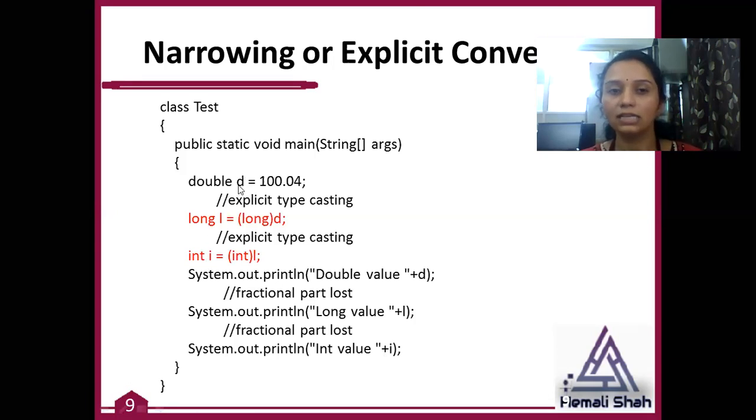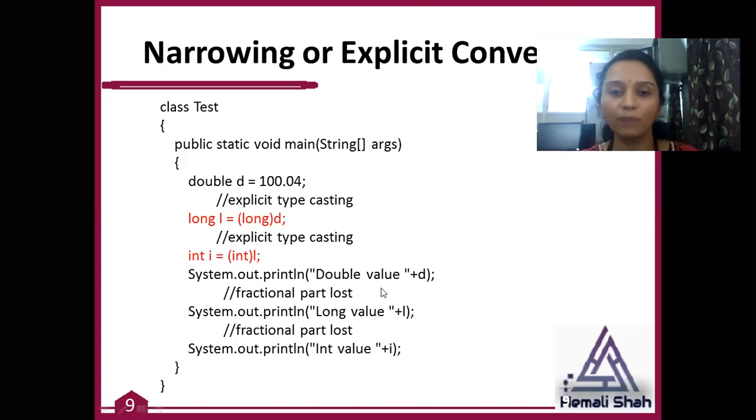Double d, this d is a data type of double and having value 100.04. Now I want to store this d value into long variable L. So here double to long, that means double is the largest data type of Java, long is smaller than double data type. So you have to add one syntax, long, this is the typecasting syntax, explicit typecasting syntax. Here I want to convert this long L into integer. Again, long is larger than the integer, so I have to add the syntax int over here.